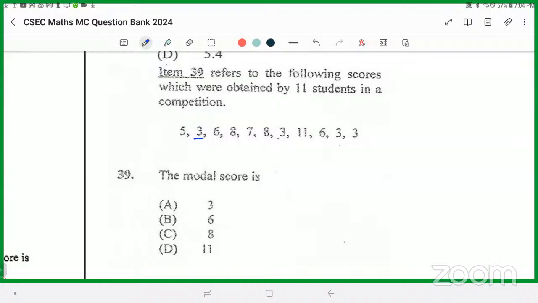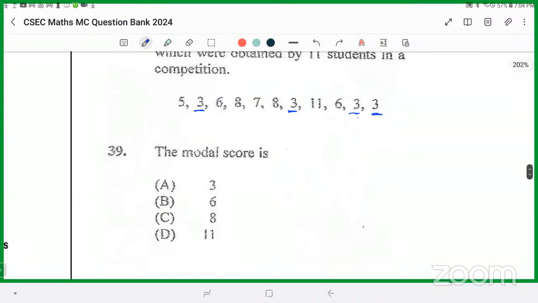Let me leave them underlined. 4 of them. Next closest one is the 8. There are 2 8s. There's only 1 5. There are 2 6s. There's 1 7, and there's only 1 less. So the mode is clearly 3.